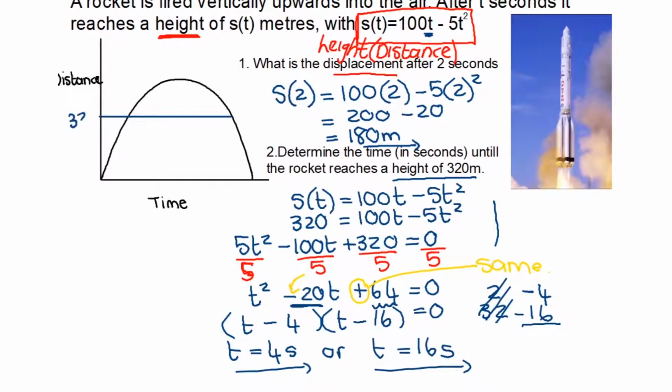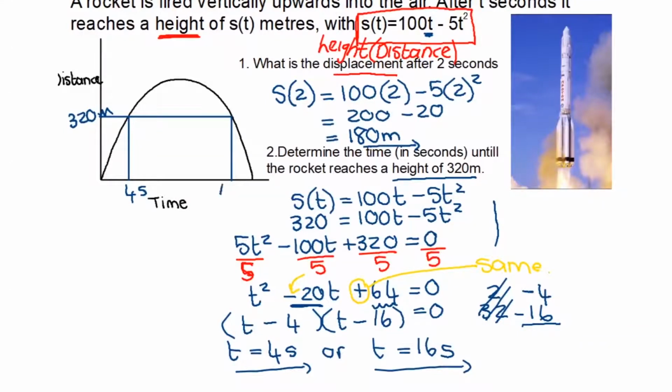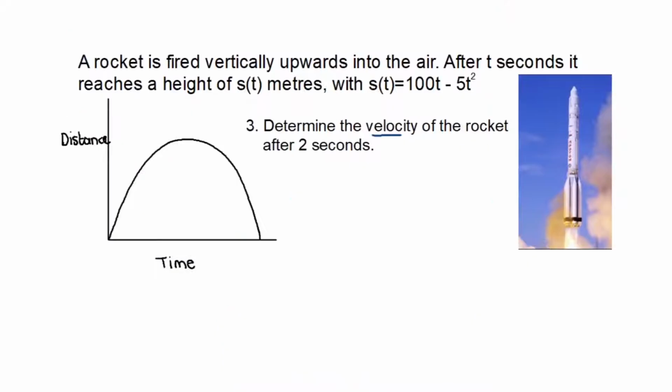So what I can see here is I actually ended up having 2 answers. And the reason for that is because the rocket on its way up, it will reach 320 meters after 4 seconds. And then on its way down, it will again pass that 320 meter height, and that will happen after 16 seconds. The question asked is, determine the velocity of the rocket after 2 seconds.